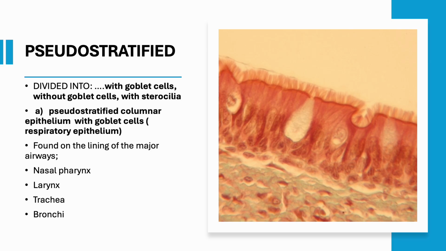Then you go to pseudostratified. It's divided into either with goblet cells or without goblet cells, and with stereocilia or without stereocilia. So the pseudostratified columnar epithelium with goblet cells is mostly found in the respiratory tract, on the lining of the major airways like the nasopharynx, larynx, trachea, and bronchi. You see the cilia? And it's pseudo because it's one layer attached to the lamina, but they appear like there are two layers, as you can see here. We check this apical surface.